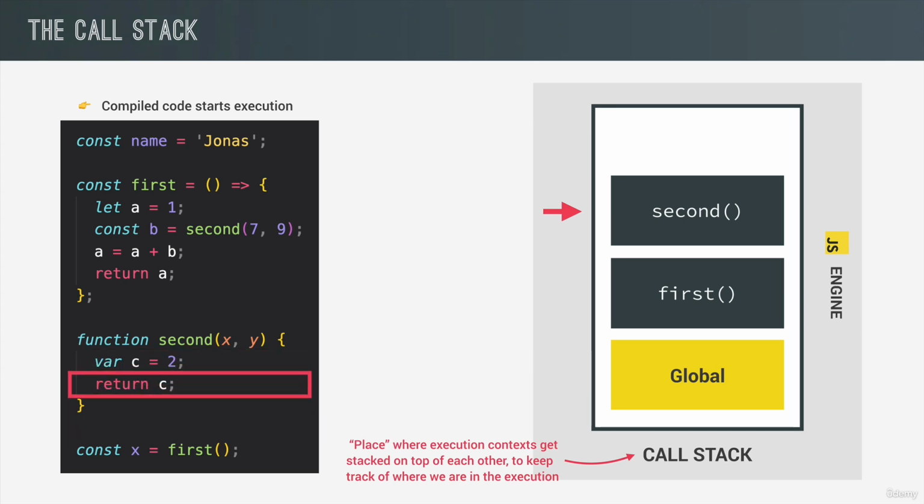Now, moving to the next line, we have a return statement, meaning that the function will finish its execution. So, what does that mean for the call stack? Well, it basically means that the function's execution context will be popped off the stack and disappear from the computer's memory. At least that's what you need to know for now, because actually the popped off execution context might keep living in memory, but more about that later in the course.